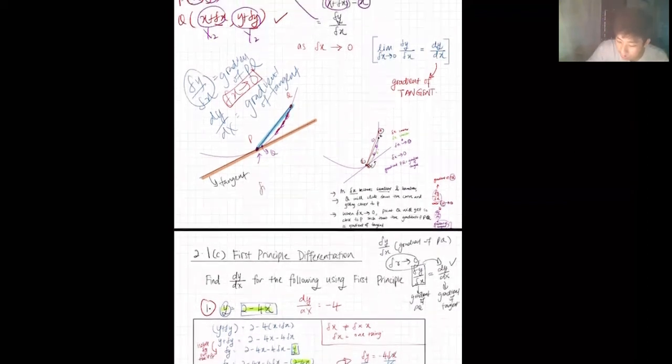First you have delta y over delta x. Oh, I don't write it here. I write it on the next page. So what you have is delta y over delta x. Then as delta x approaches 0, you have transformed it to dy dx.